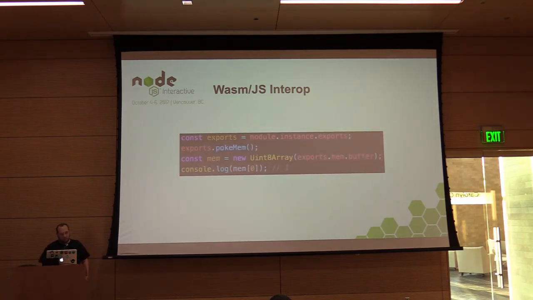How about poke_mem? Let's look at that one. So we call poke_mem, and we're just going to inspect the memory here. So there's exports.mem. That's that export we made. And the buffer is the access to the bytes. And we can create a typed array view on that, and we can see what's in there. And we get 1, so that's cool. We flipped a bit. Congratulations.